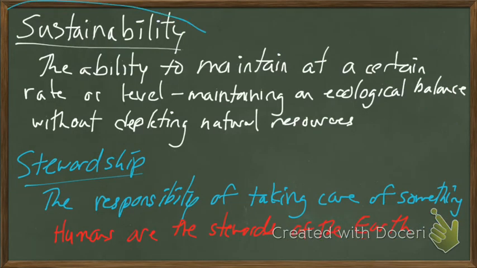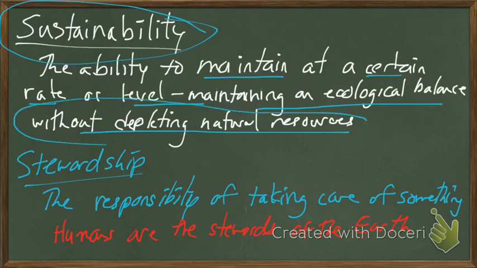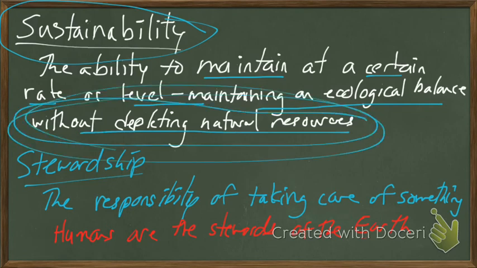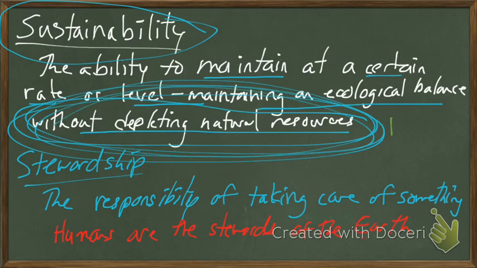One more topic I want to touch on, sustainability, very close to my heart. 20 minutes in, so I'm going to try to make this quick. The ability to maintain a certain rate or level, maintaining an ecological balance without depleting natural resources. Without depleting natural resources. Humans are not good at that. Humans are terrible at that. Humans are actually the worst part of the world right now, but we're working on it. We're getting better.